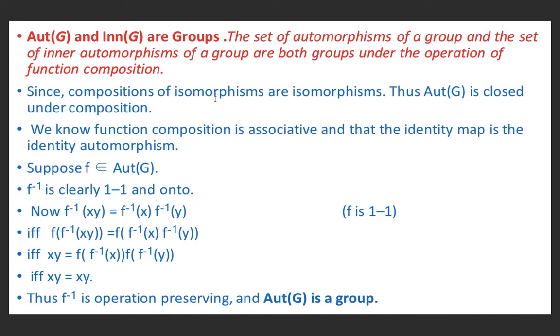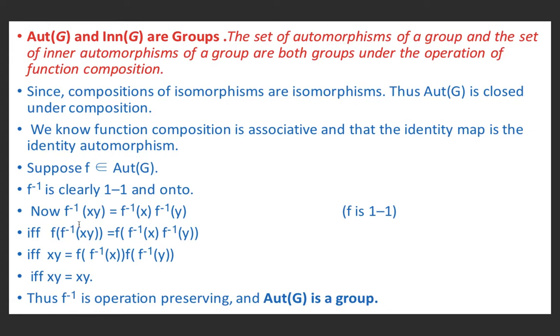We know that the composition of isomorphisms is an isomorphism. Thus, the automorphism group of G is closed under function composition. Also, we know that function composition is associative and the identity map is the identity automorphism. Now suppose that F belongs to the automorphism group of G. We know that elements of Aut(G) are one-to-one and onto. Therefore, F inverse also exists and F inverse is also one-to-one and onto.